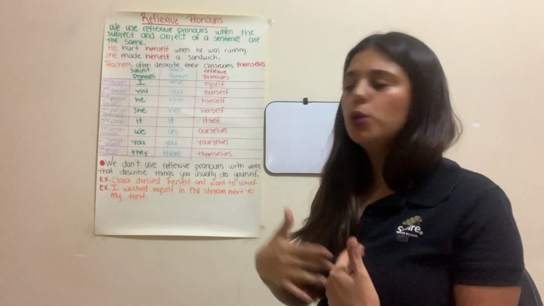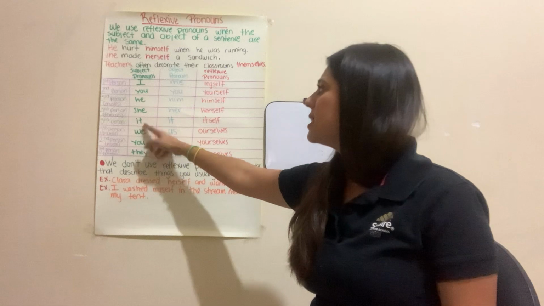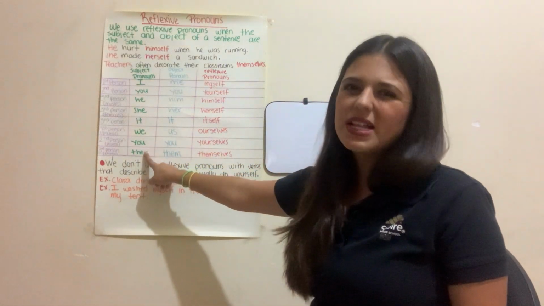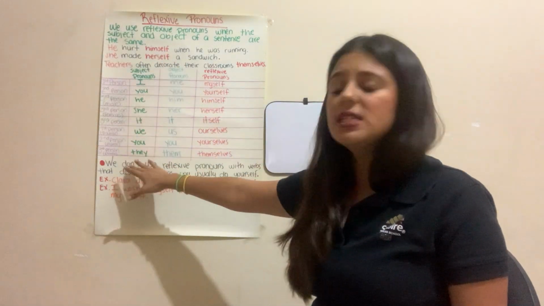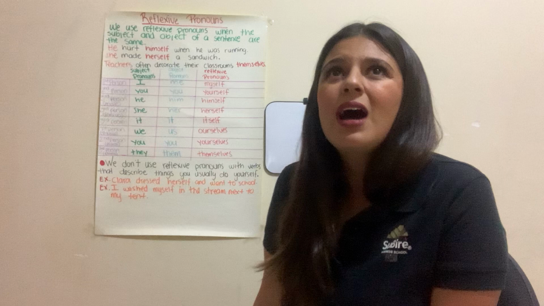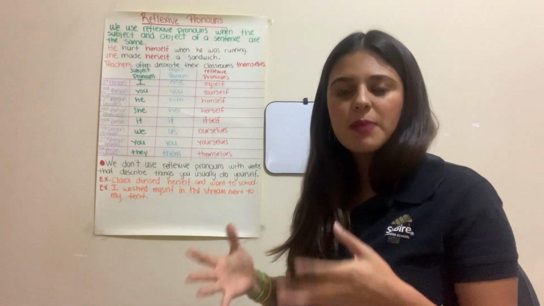I am, you are, he is, she is, it is, we are, you are, they are. Now that's the verb to be. But this is the subject pronouns, okay? The object pronoun. Now, I always tell you, remember when we were looking at active and passive voice?